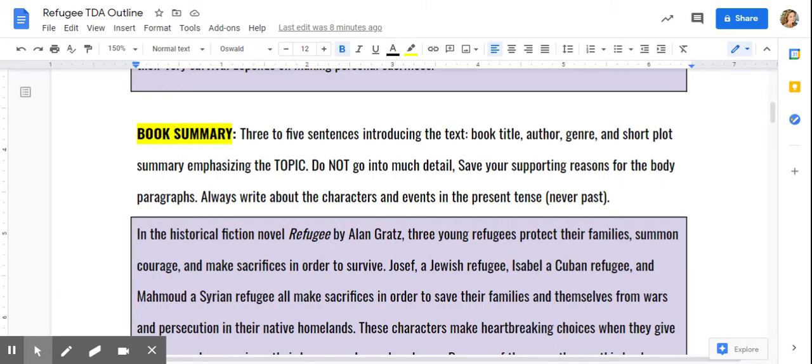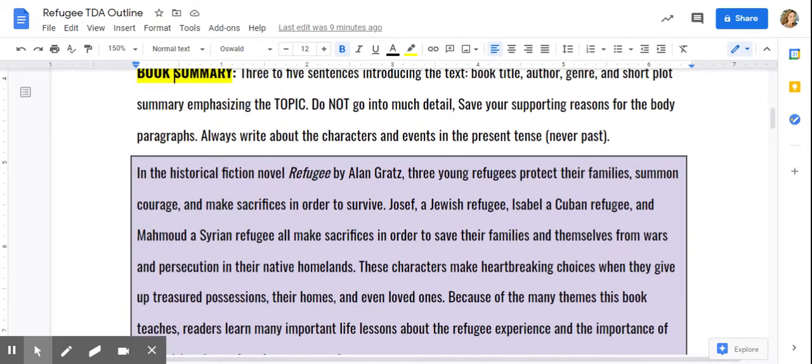Do not go into much detail. I want you to save your supporting reasons for the body paragraphs. All those details that you want to talk about, save that for the body. That's what you're going to need in those body paragraphs. Always write about the characters and events in the present tense. So with fiction, you can always read this book. It's never going to be in the past tense. That's just a general rule when you're writing about literature. The characters are always in the present tense, and you'll see that in my example.